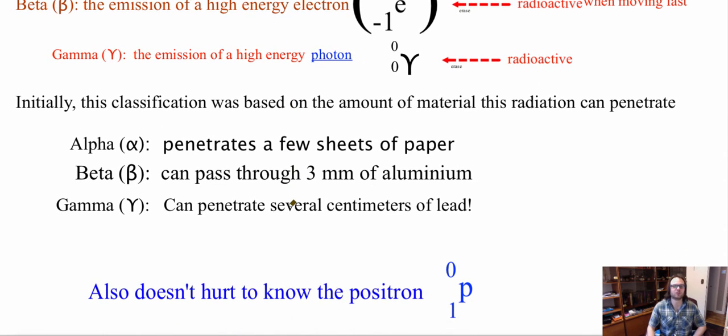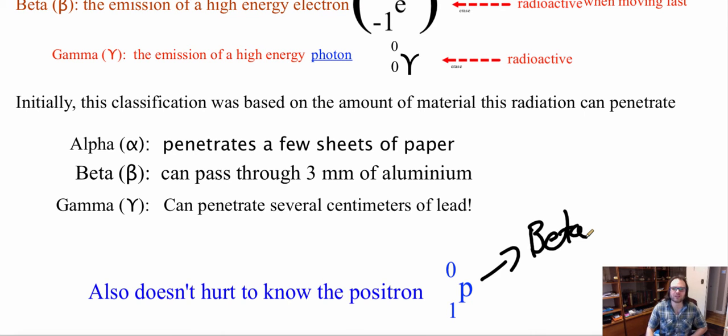It also doesn't hurt to know about the positron. So a positron happens, and this is also beta radiation. What happens here is a proton turns into a neutron, because the proton is losing its positive charge and releasing something called a positron.